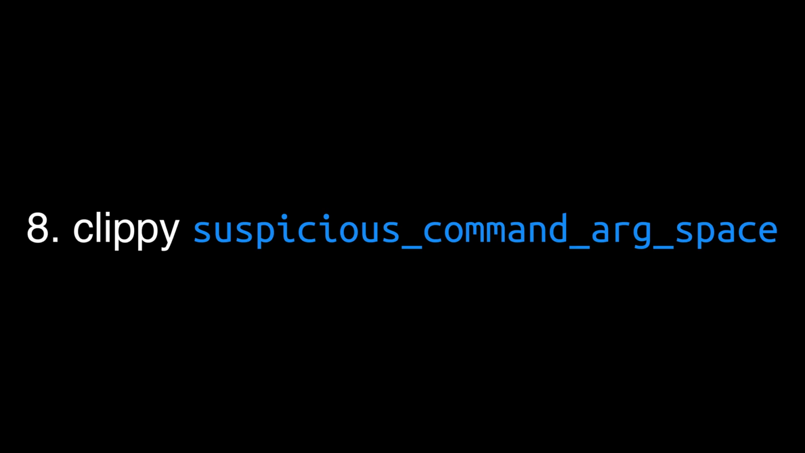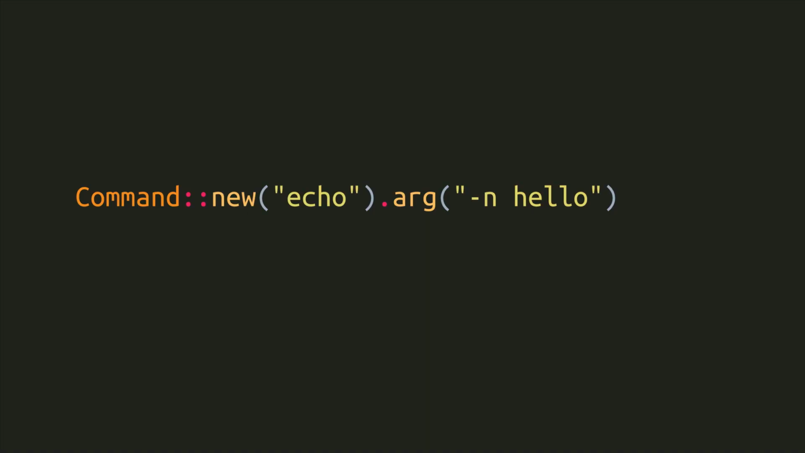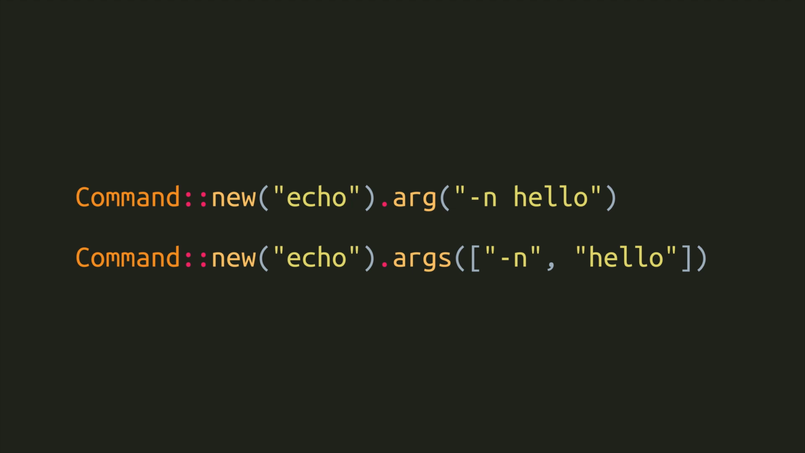Number 8. My next favorite Clippy lint from this release is suspicious command arg space. This one is super cool because it looks for when you are creating a command, and then it looks at the string value passed to the arg method, and if it looks like it's a flag with a space and then an argument, it warns you that arg doesn't split on spaces, so you probably need to call args with an array of your options instead. How cool is it that Clippy will lint the string literal value for a specific method in the standard library for you? Super cool! Those are my favorite highlights for Rust, Cargo, and Clippy.